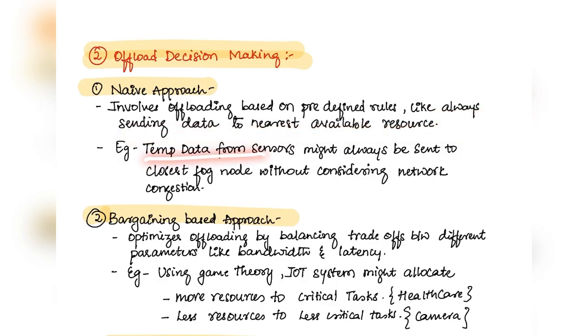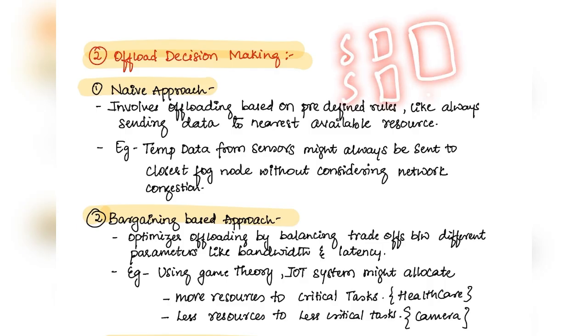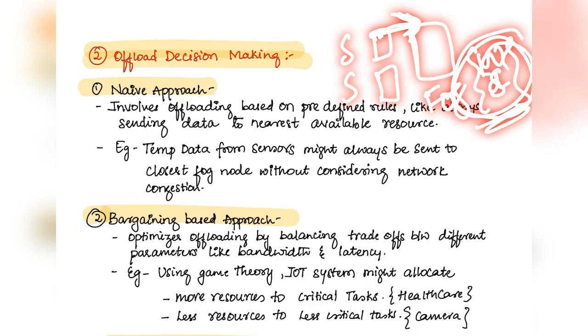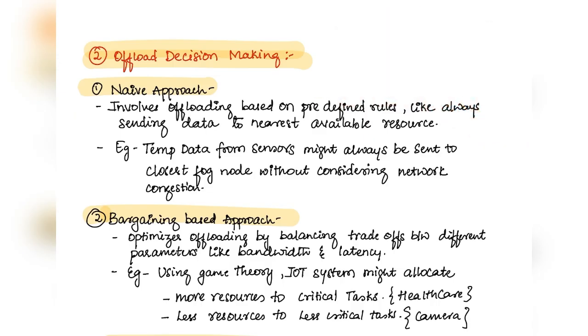Looking at an example, temperature data from the sensors might always be sent to the closest fog node without considering network congestion. Let's assume this is a sensor and this is the fog node. Always from this sensor the data would be sent here, even though this fog node is getting data from 100 sensors and congestion is happening. But because we have predefined how the offloading decision should happen, it will send directly to the fog node. So this was about the naive approach.